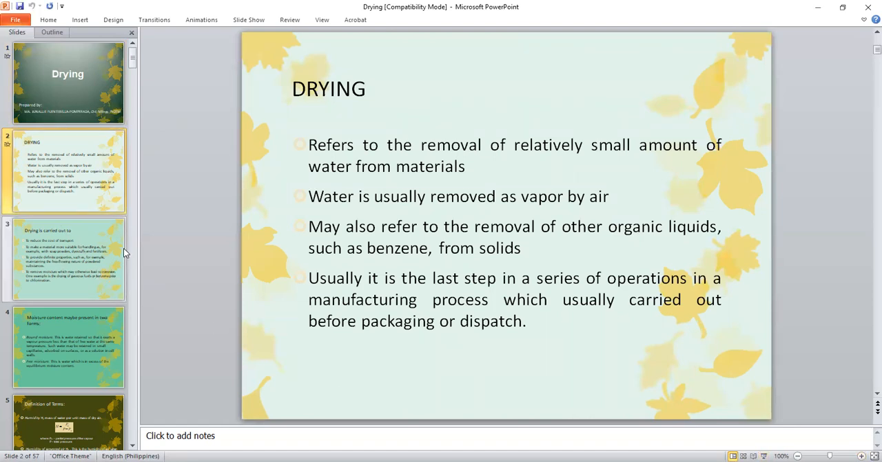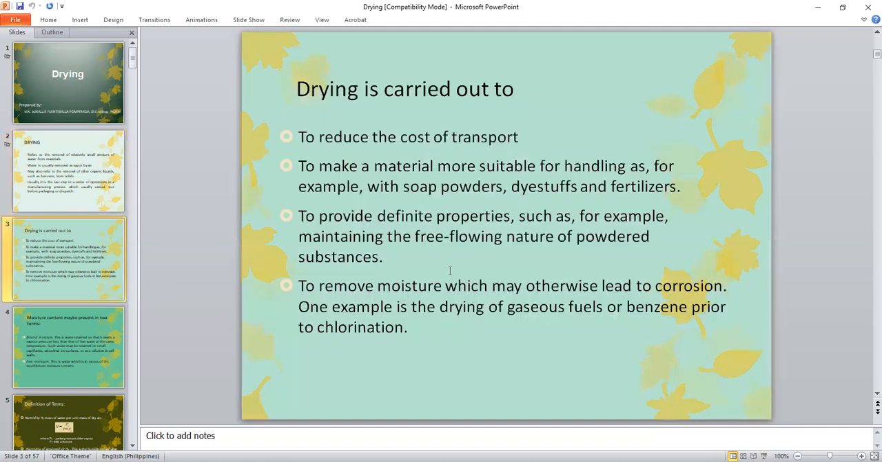So where was I? We're here. I was explaining drying being usually the last step in the series of operations. That way, the material to be dried will only have enough moisture, or not more than the allowable amount of moisture that will prevent it from caking. Okay, the next slide was this.